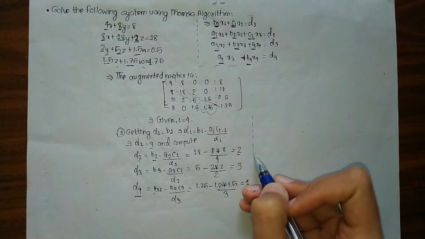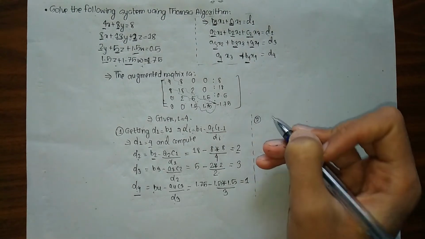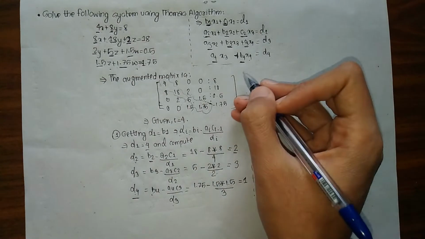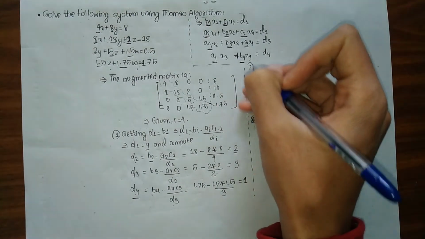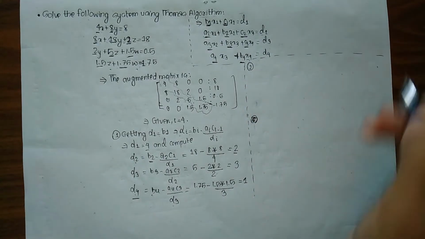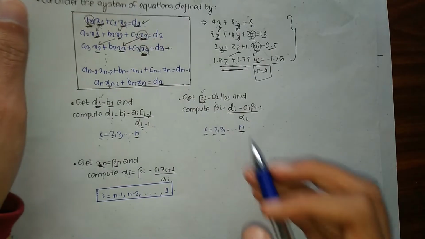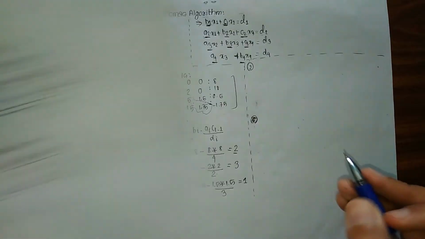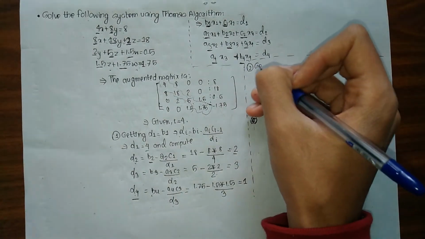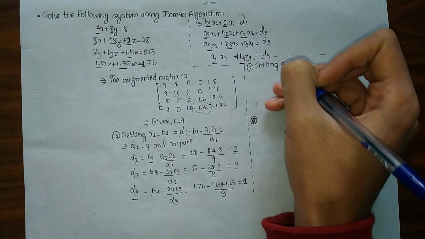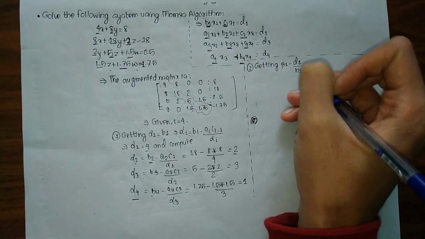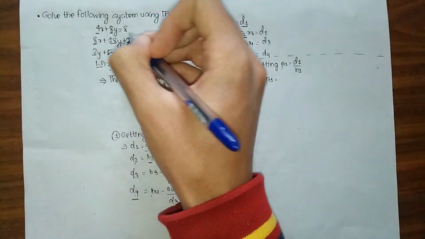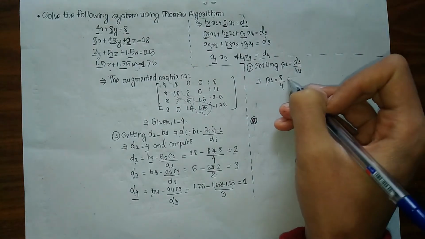So now for our next step, as I explained before, we'll be finding the value of beta. We need to set beta 1 equal to d1 divided by b1. So let me just do that. Setting beta 1 equal to d1 divided by b1, we get beta 1 equals, my d1 is 8, b1 is 4, so 8 divided by 4 equals 2.